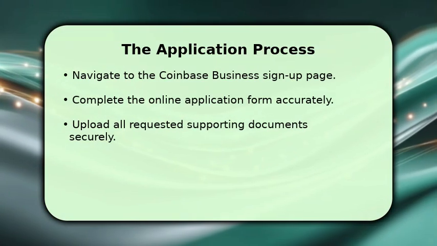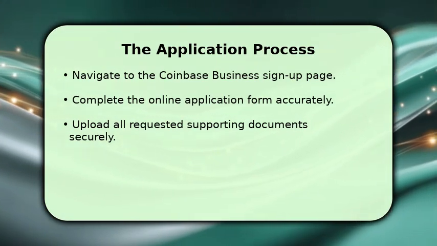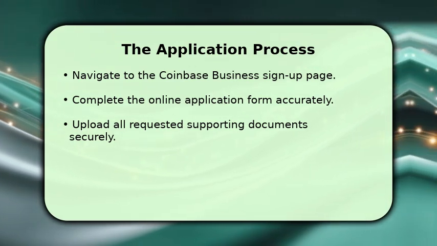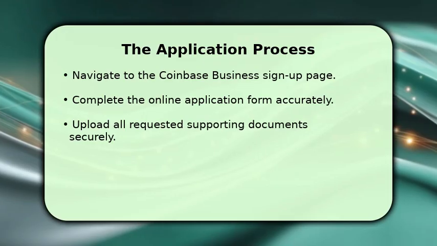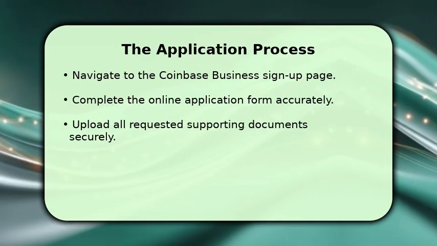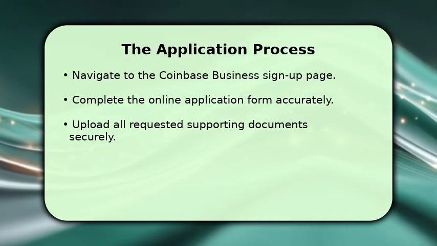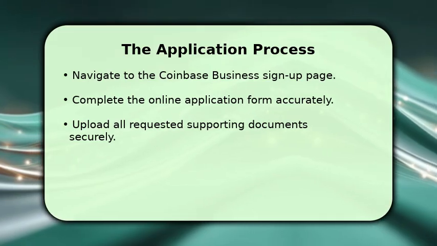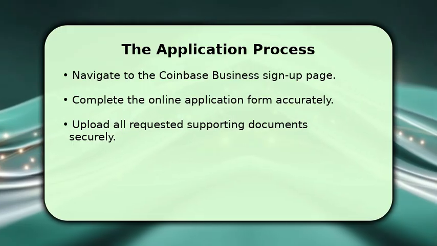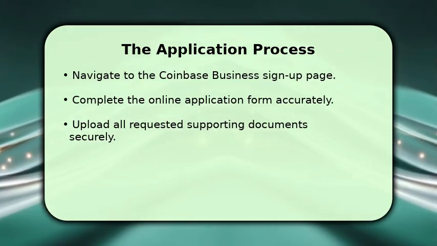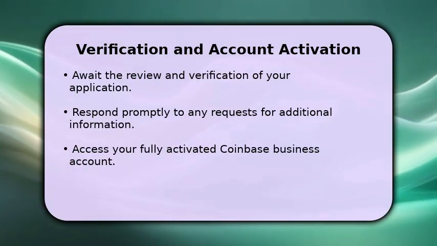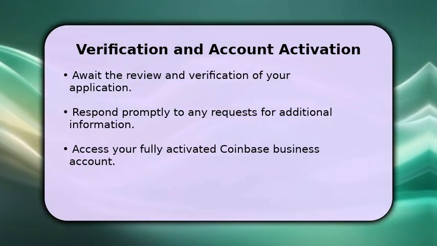The application process begins by visiting the dedicated Coinbase Business Sign-up portal. You'll then meticulously fill out the online form, providing details about your company, its operations, and key personnel. It's vital to double-check all entries for accuracy to prevent delays. Finally, securely upload all the supporting documents you gathered earlier, ensuring they are clear and legible for review by the compliance team.